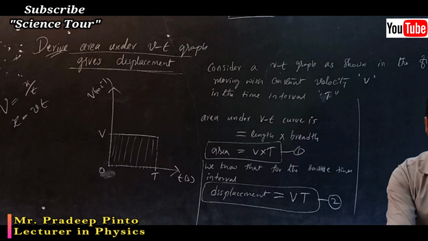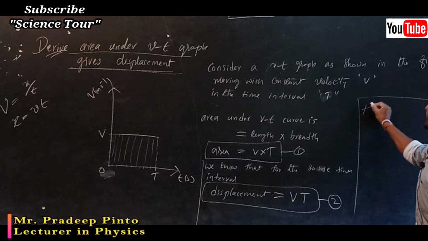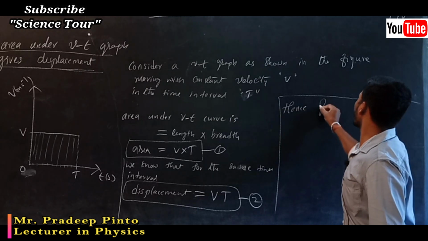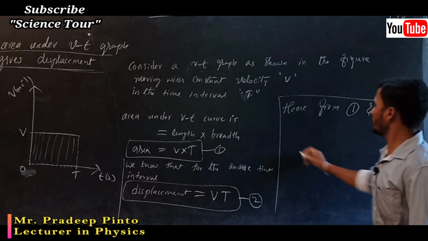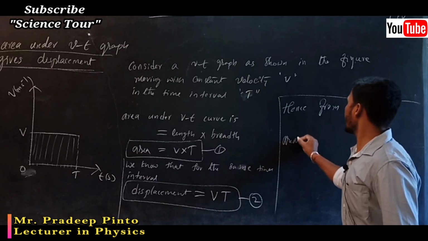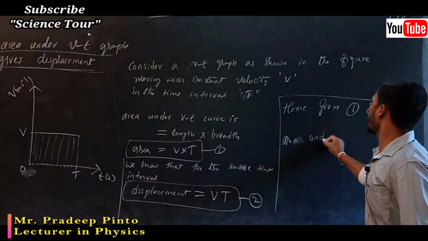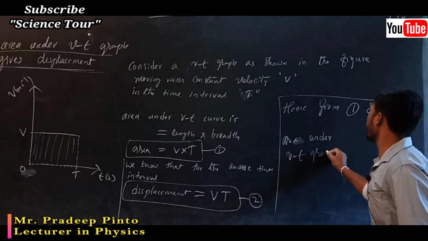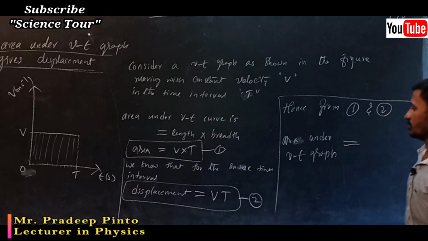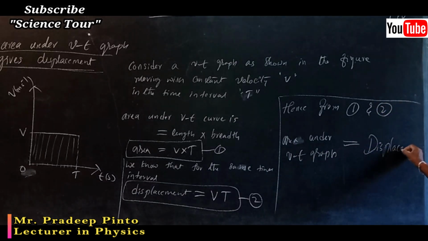So from equation 1 and 2, area under the vt graph is equal to displacement.